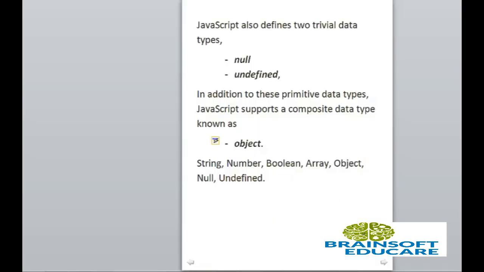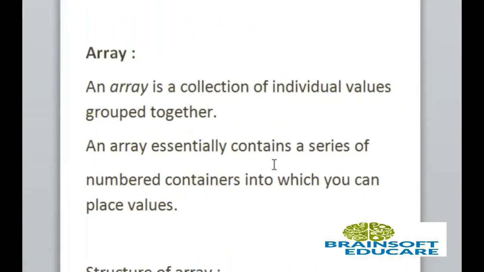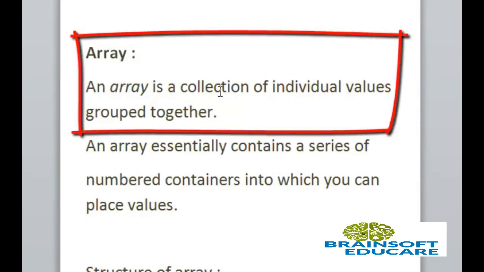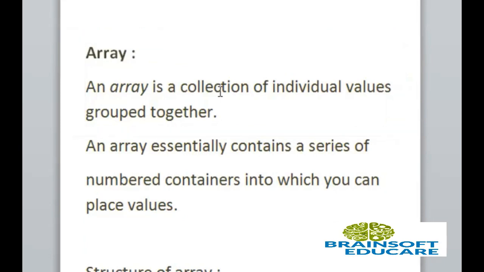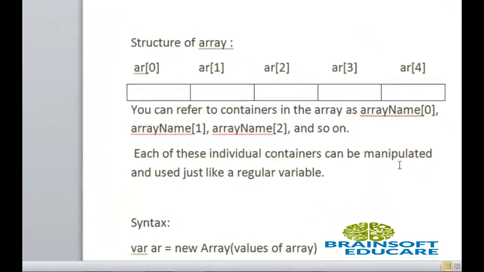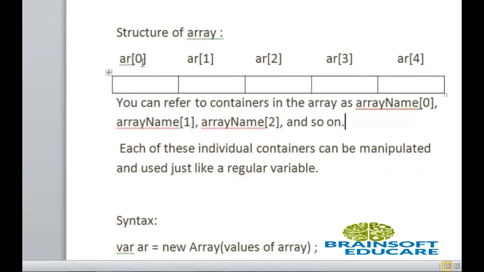Now let's discuss about the array. An array is a collection of individual values grouped together. An array essentially contains a series of numbered containers into which you can place values. So this is the structure of array. Here AR is the name of array and 0 is the index of array. Same way 1, 2, 3, 4. So here we have 5 elements of array AR.